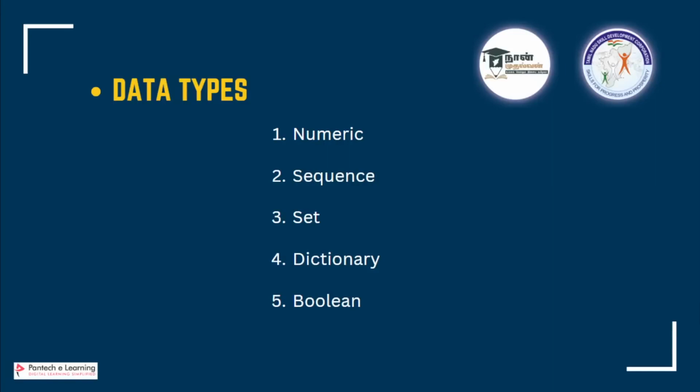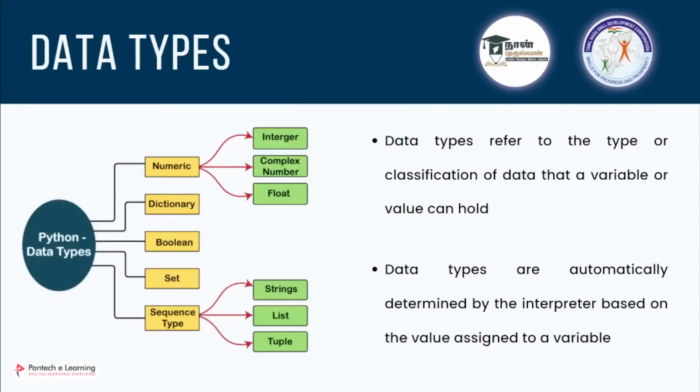If you are interested, you can open your Google Colab also. You can do along with me. And what is a data type? Data type refers to the type of classification of data that a variable or value can hold. And these data types are automatically determined by the interpreter based on the value assigned to a variable. In some other languages you have to mention what type of data it is, but in Python you don't need to mention it. The interpreter will automatically determine which type of data you are mentioning, based on the way you are assigning.